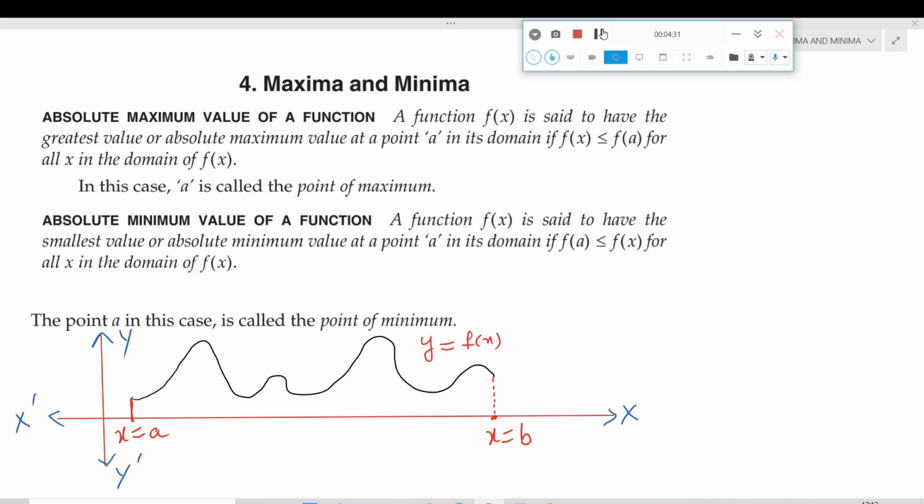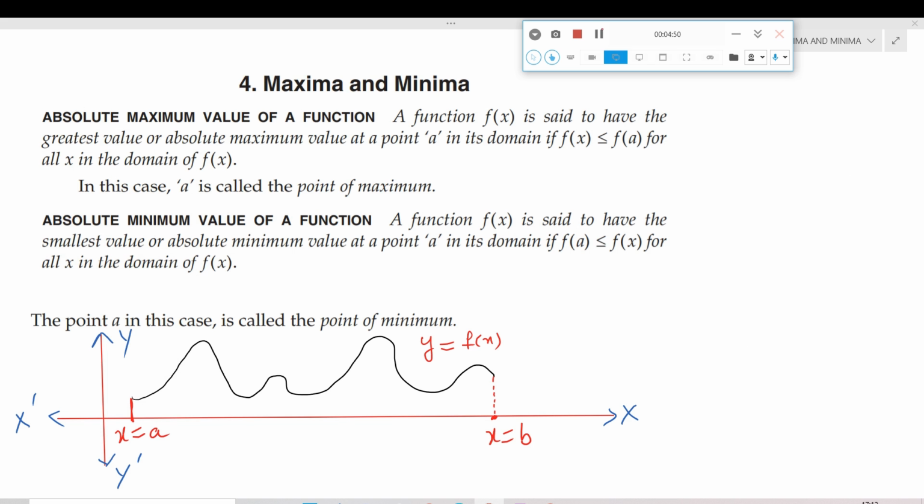Now students, we have used the terms absolute maxima and absolute minima in the books when you study the chapter. The terms local maxima, local minima, absolute maxima, absolute minima, etc. are used. So now we are going to first discuss what we mean by absolute maxima and absolute minima.